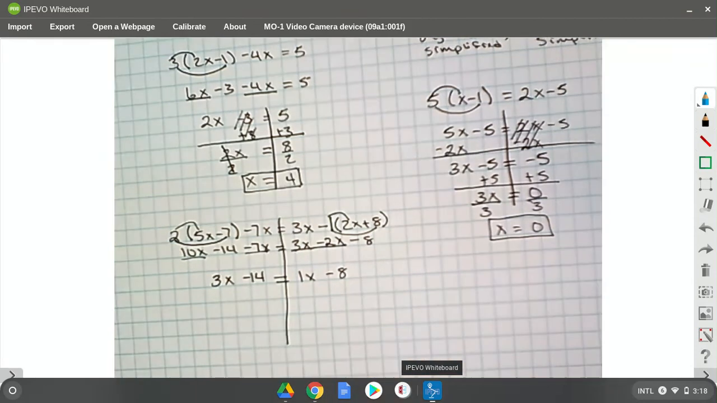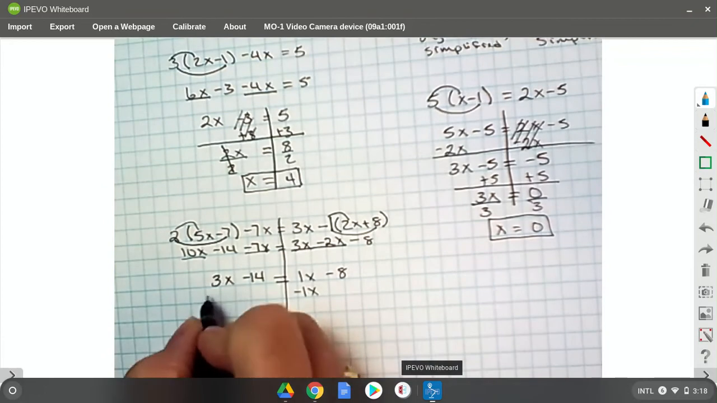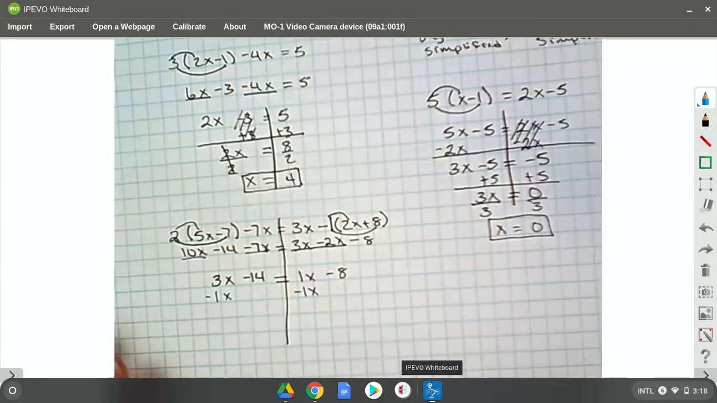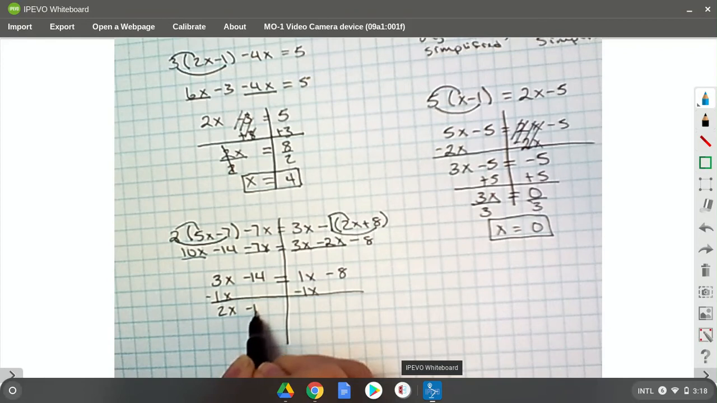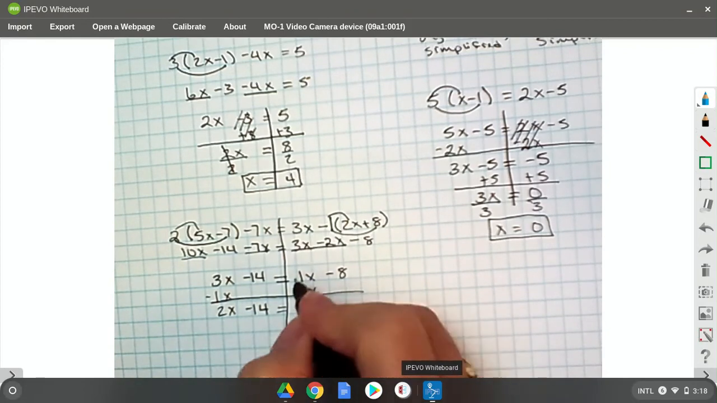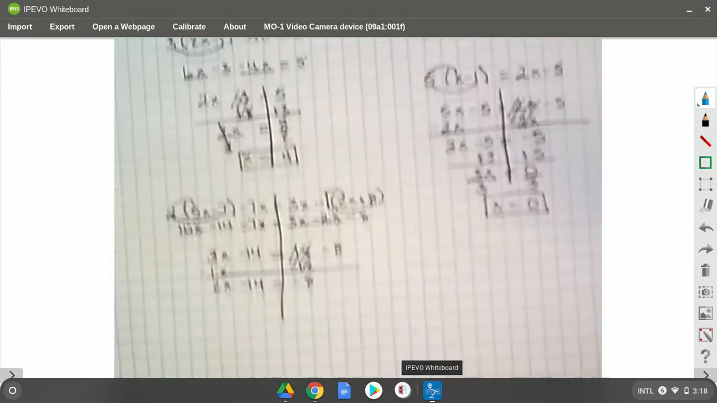And by the way, it does not matter if you would like to move the 3x over to the right side, it does not matter what order you want to do that in. So I'm going to do minus 1x on both sides. 3x minus 1x is 2x, minus 14 equals negative 8, because 1x minus 1x is gone.